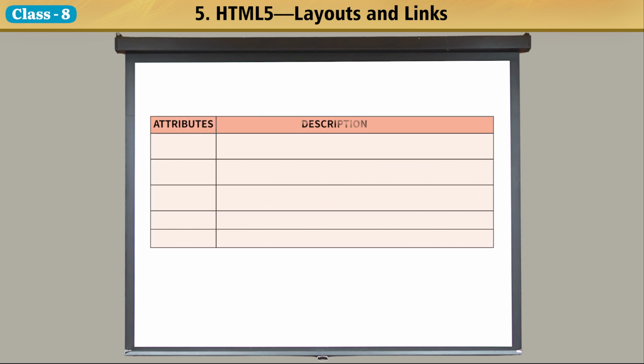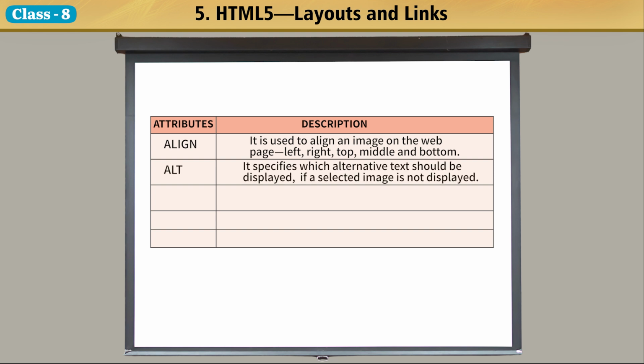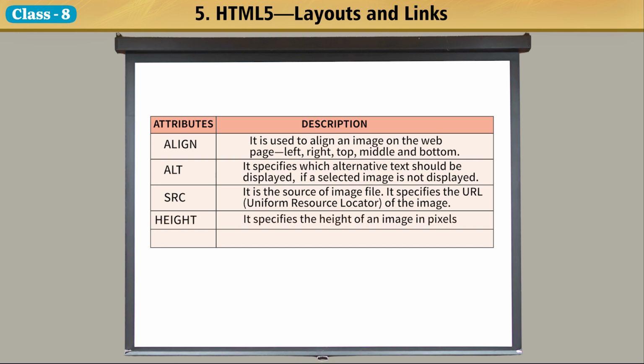Attributes. Description. Align. It is used to align an image on the web page left, right, top, middle and bottom. Alt. It specifies which alternative text should be displayed if a selected image is not displayed. SRC. It is the source of image file. It specifies the URL, Uniform Resource Locator, of the image. Height. It specifies the height of an image in pixels. Width. It specifies the width of an image in pixels.